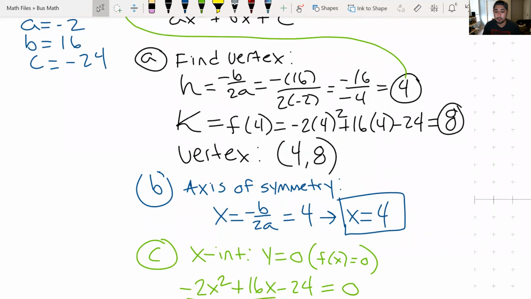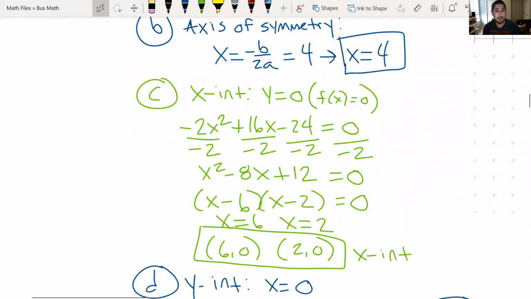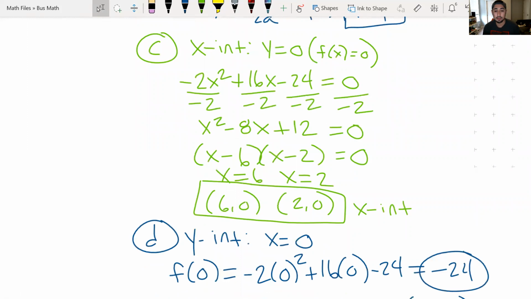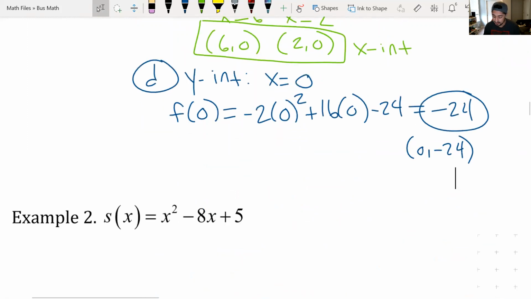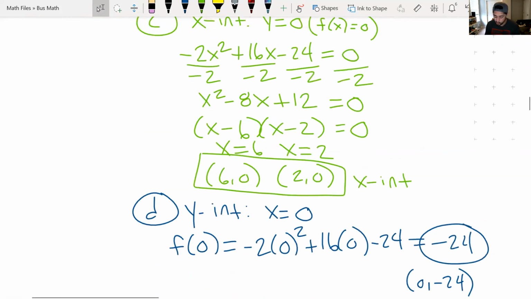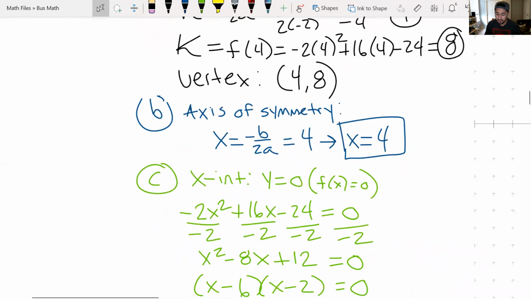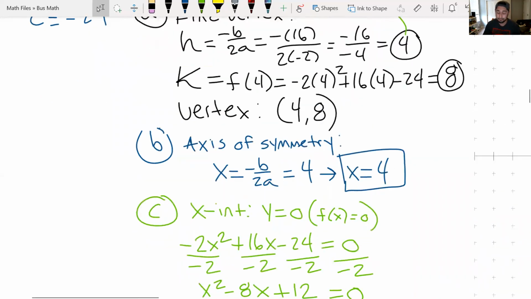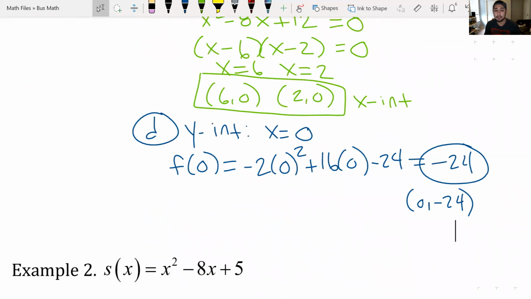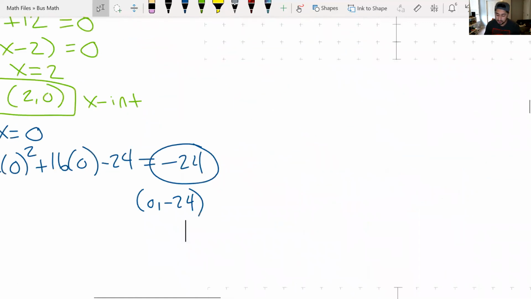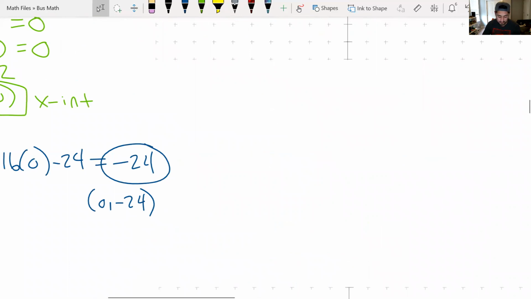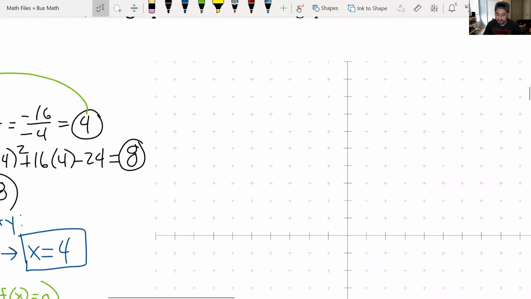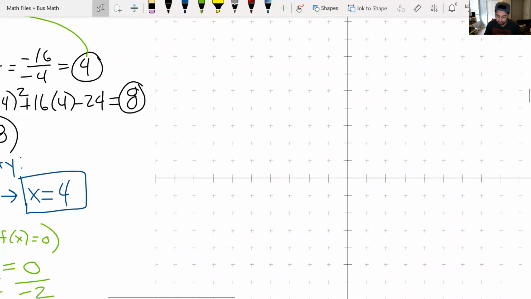Axis of symmetry is 4. X-intercepts are 6 and 2. Y-intercept is negative 24. So the only things I probably have to change are my y values, since I have negative 24 down there. So the only y values I see right now are 8 and negative 24. So let's adjust our y values accordingly. I think our x-axis can stay the same.